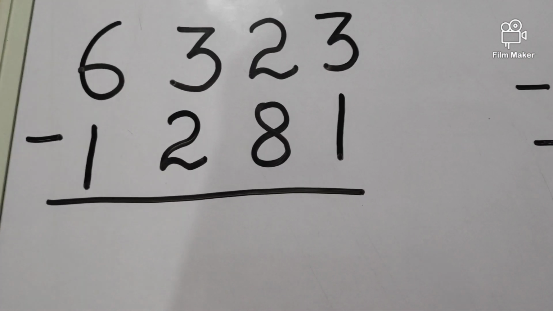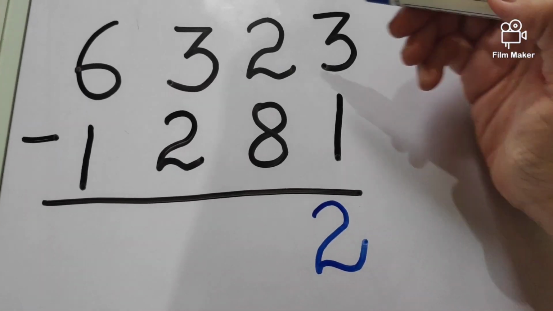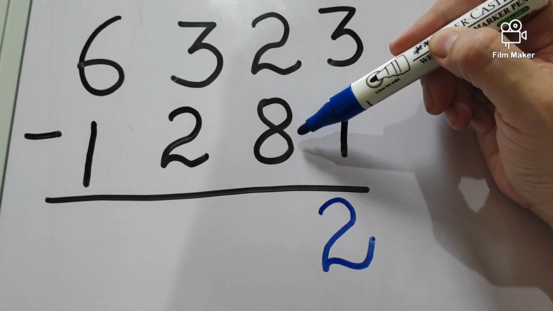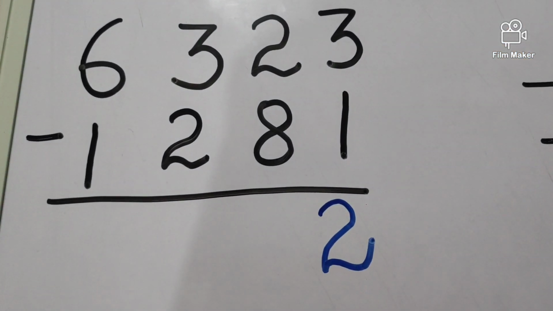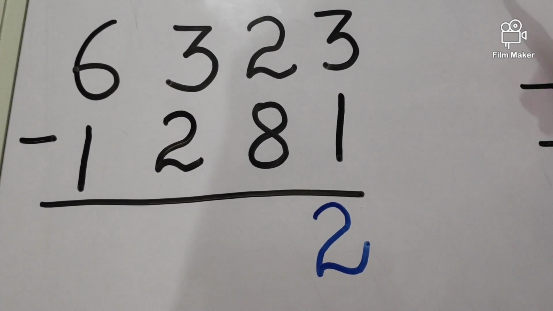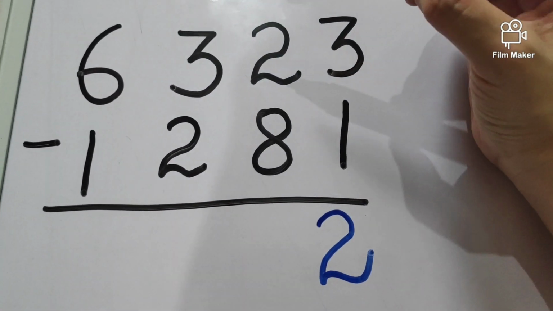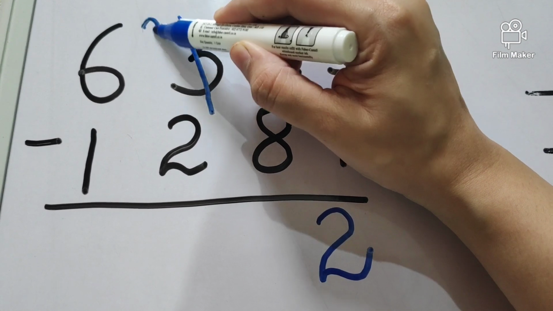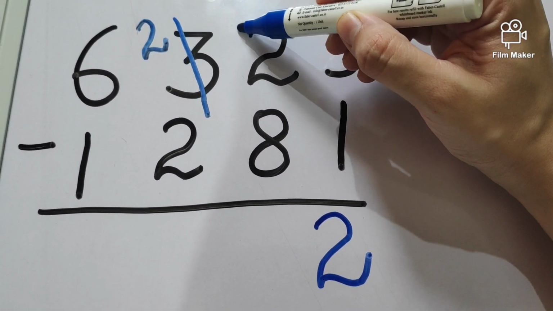So 3 minus 1 is 2. Next, 2 minus 8. Now it is more on the floor, children. It is more on the floor. So what you have to do now? You have to go next door and borrow 10 from there. Borrow 10. So that means this will be 2. And 10 when you get here, 10 plus 2 is 12.